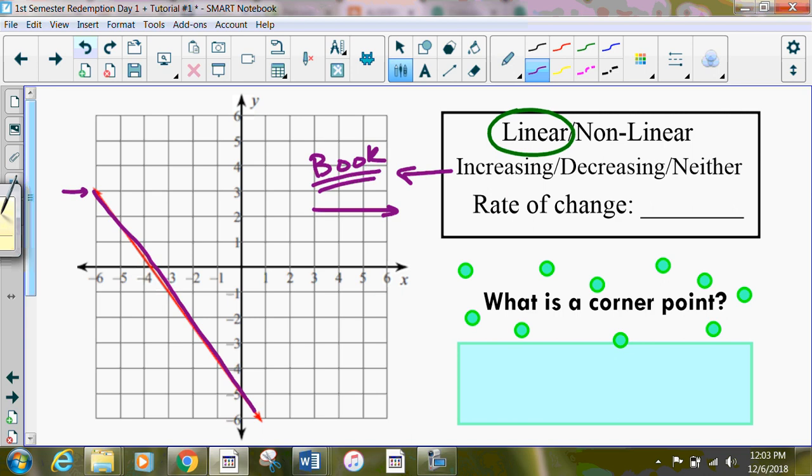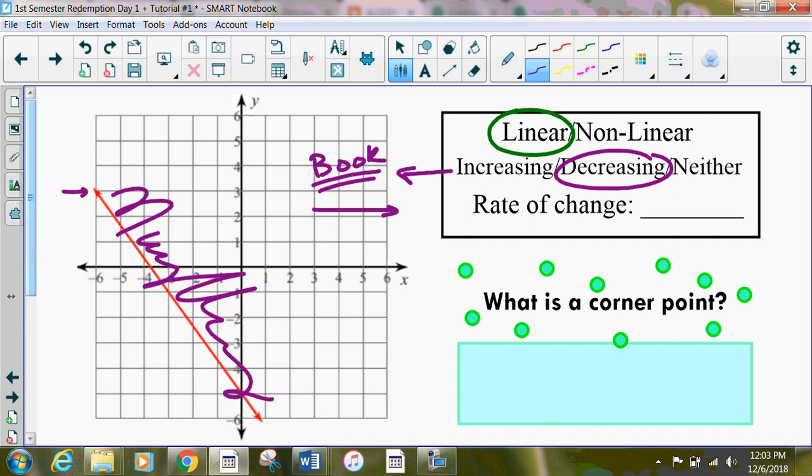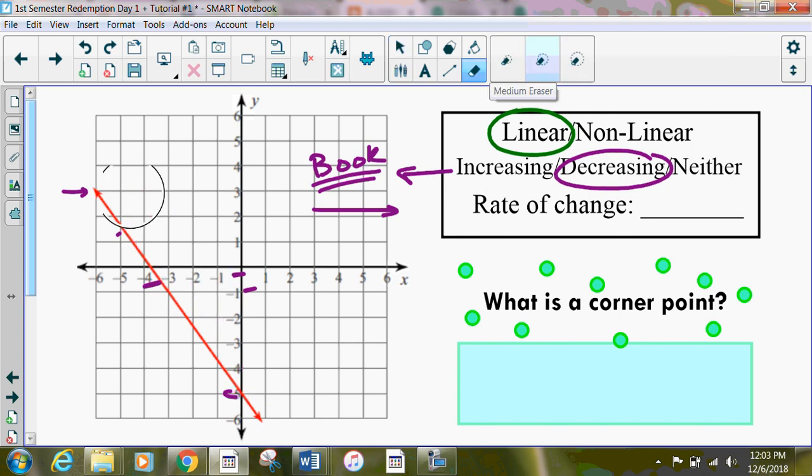So I always say that one way you can tell is to write your name on the line. So let's say we went ahead and wrote our name. I'm going to write my signature on the line. Oh, my signature is going downhill. That's decreasing. So there are two ways for you to figure out increasing or decreasing. Read it from left to right, or just sign your name on the line. All right, let's get rid of my name and let's talk about rate of change.